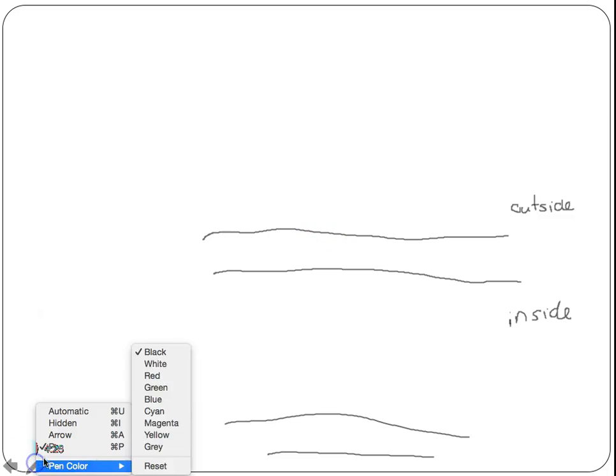So I'm just going to concentrate. Let's see, pen color.